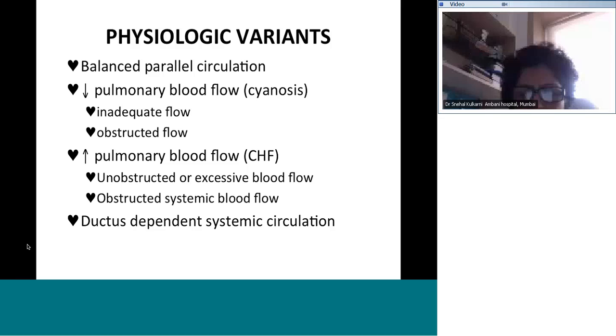Just adequately manage without symptoms and your pulmonary blood flow is protected. You have significantly reduced pulmonary blood flow with severe cyanosis. You have excessive pulmonary blood flow who come with heart failure, and you have a ductus dependent systemic circulation. Remember, these are the four physiologic variants in patients with univentricular heart. You have anatomic variants where you have to define what kind of anatomic substrate these patients lie into. These are physiologic variants which really determine the clinical presentation of these patients.